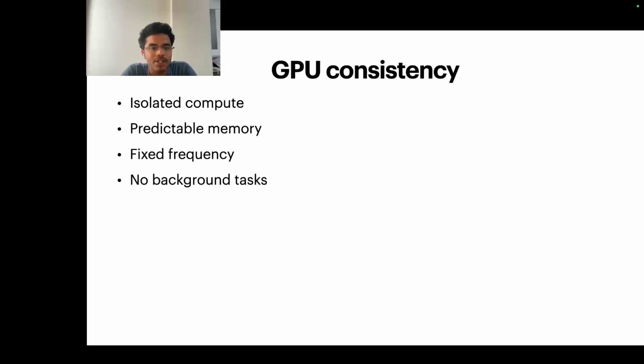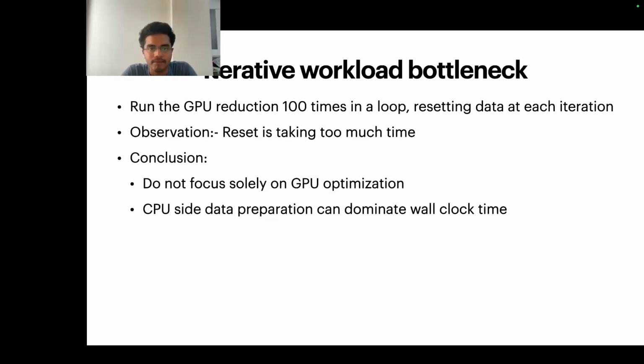GPU has been performing consistently good because its frequency is fixed, the power supply is rigorous, so it's going to operate at the same frequency at all times unless there's throttling, of course. There's no background task because this is task specific. This is not going to be a general purpose processor.